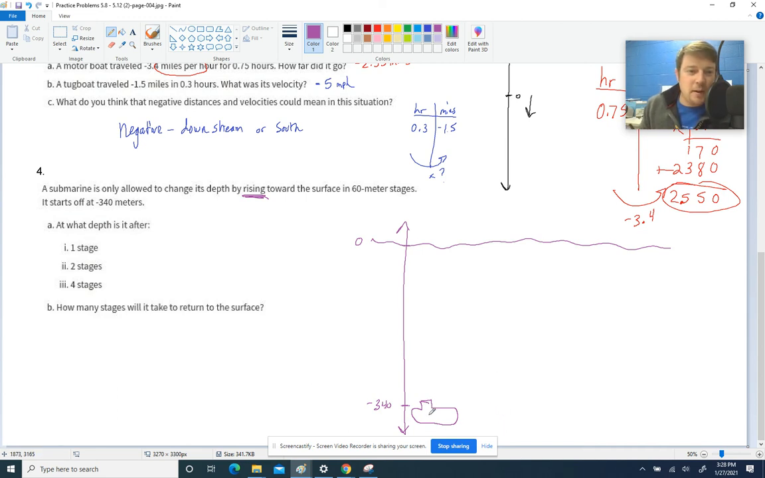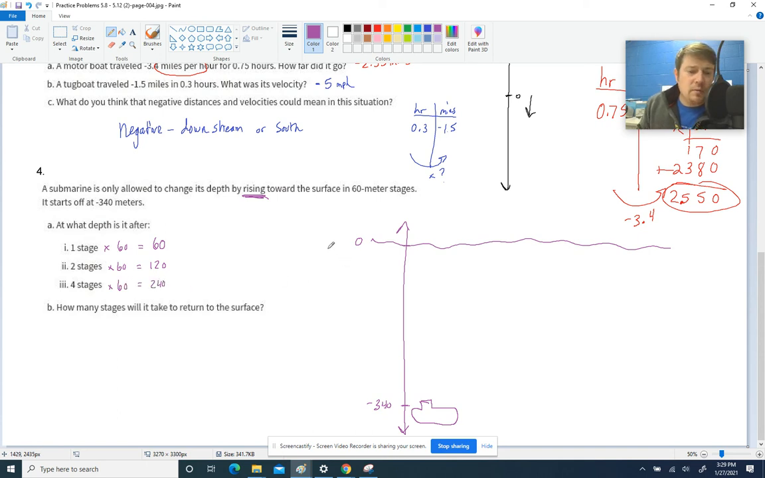It's 340 meters below the surface, and it can only jump in 60-meter increments. So it's moving by 60s, right? Jumping by 60s. And we want to know what is its depth after these stages. So really, this is multiplication, 60 times 1. It's going to go 60 up higher, right? 60 times 2, it's going to go 120 higher. 60 times 4, that's going to go 240 higher.